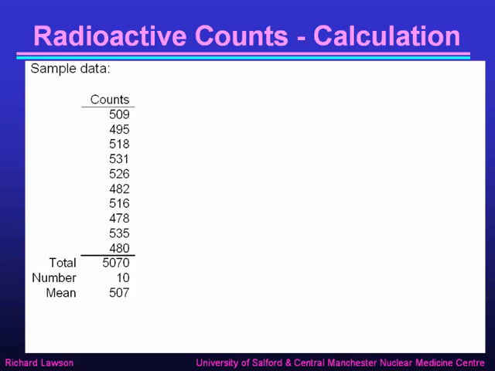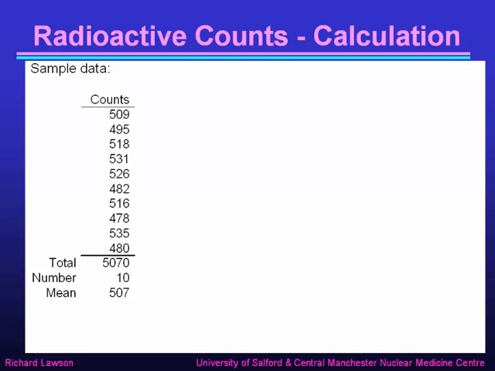So here are the sample data. The first count was 509, the next 495, 518 and so on. If we add up all those 10 counts, we get a total of 5,070. There were 10 of them, so 5,070 divided by 10 gives a mean of 507. That's the mean count.